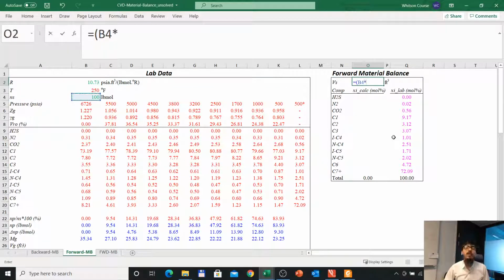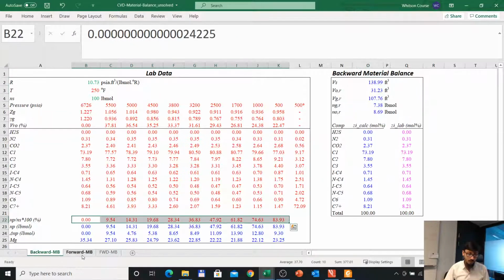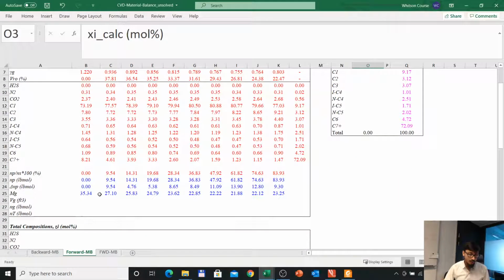times the gas Z factor times the R times the temperature plus 460 divided by the pressure. Okay, so it should be the same value as we got here, 38.99, yes.